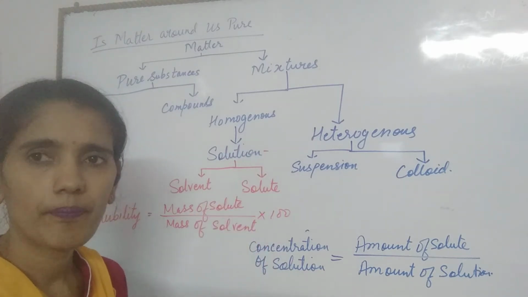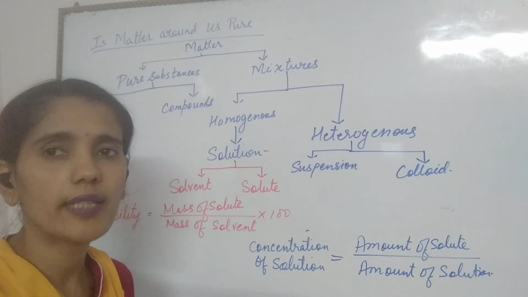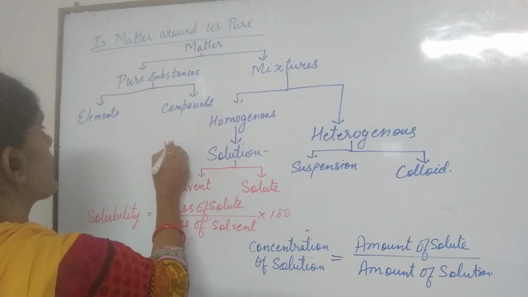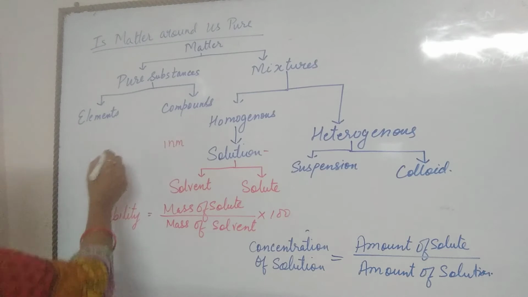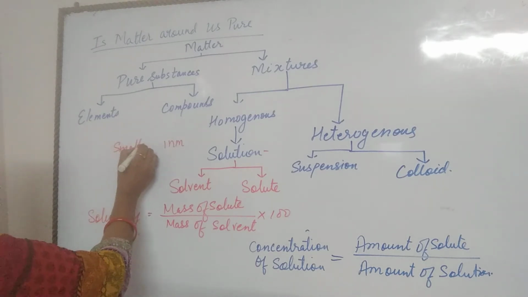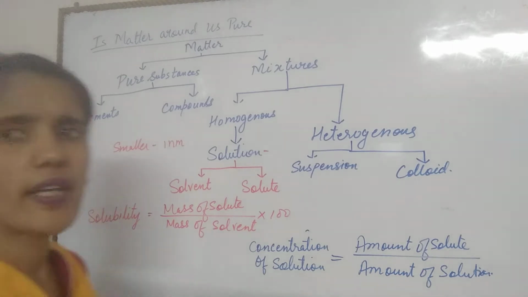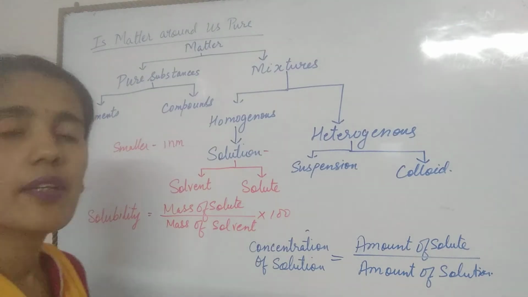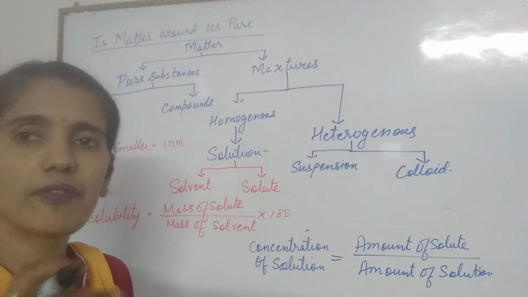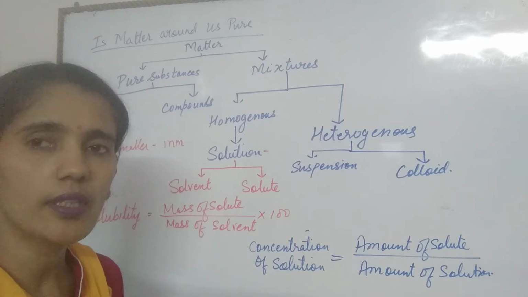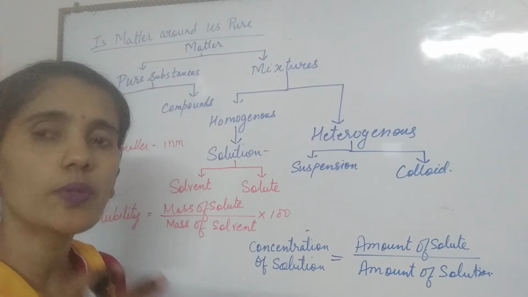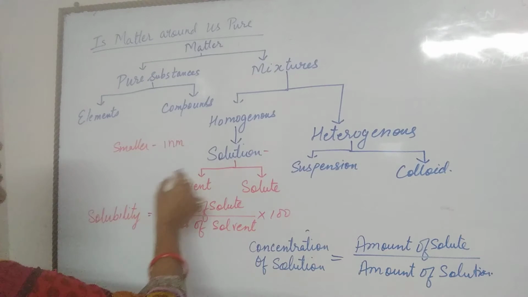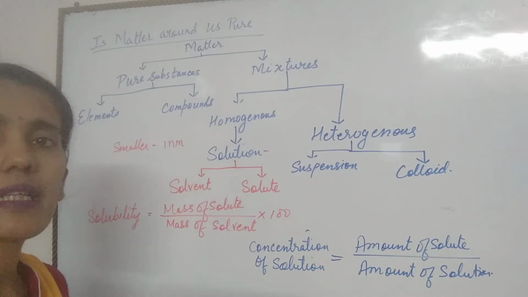Its solute particles are smaller than 1 nanometer in diameter, and that's why they are so small. That's why we are not able to see solute particles with our naked eyes. Once we have made the solution of sugar and water, we will not be able to identify sugar separately because it gets completely dissolved. So that's why we are not able to observe it by naked eyes.